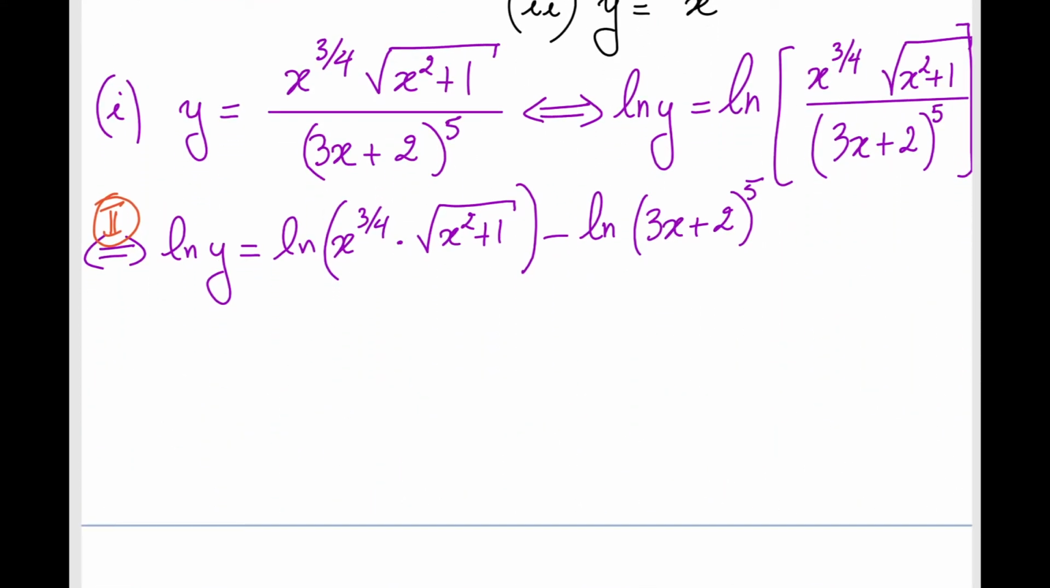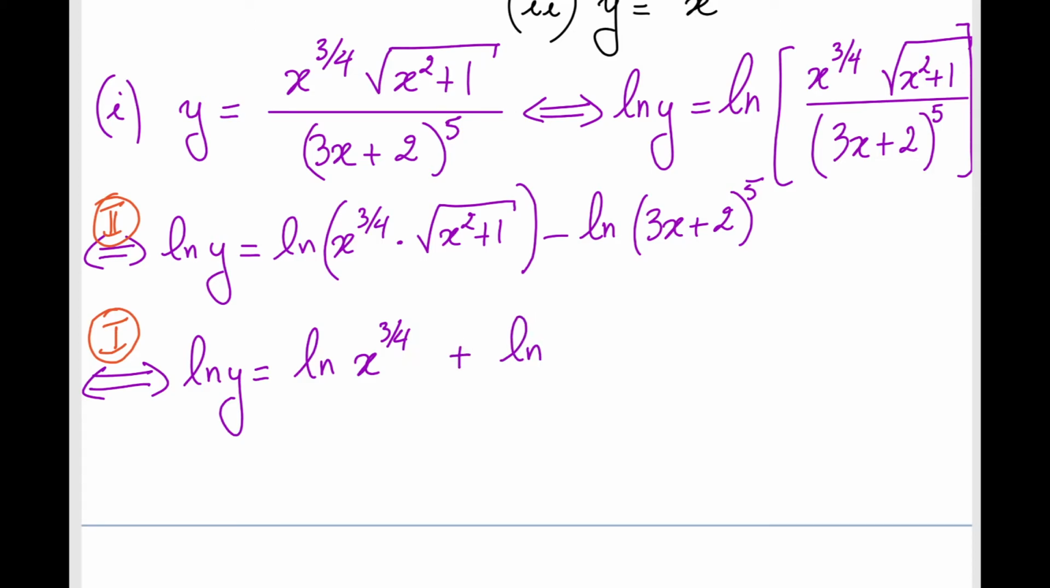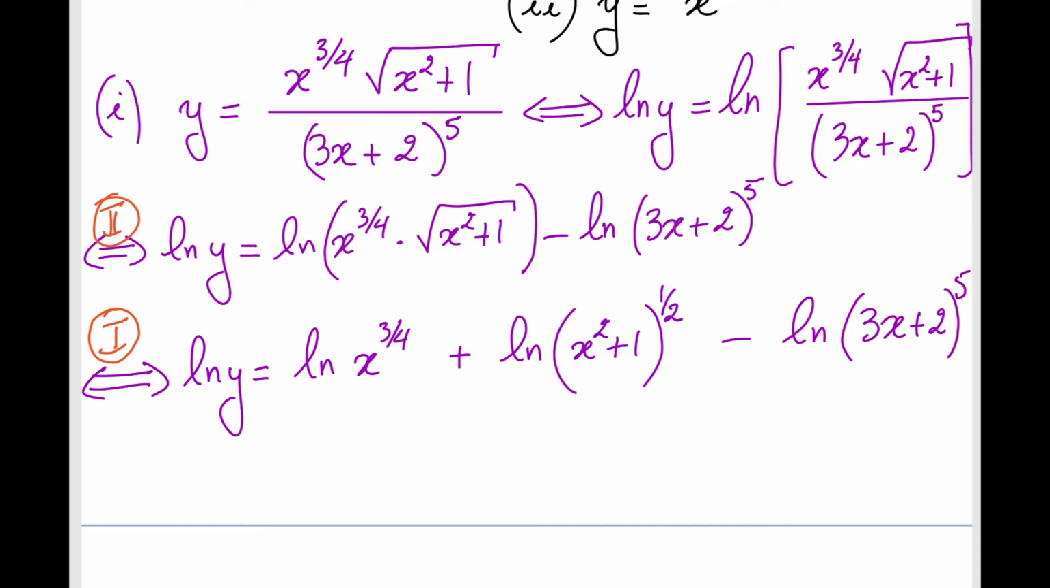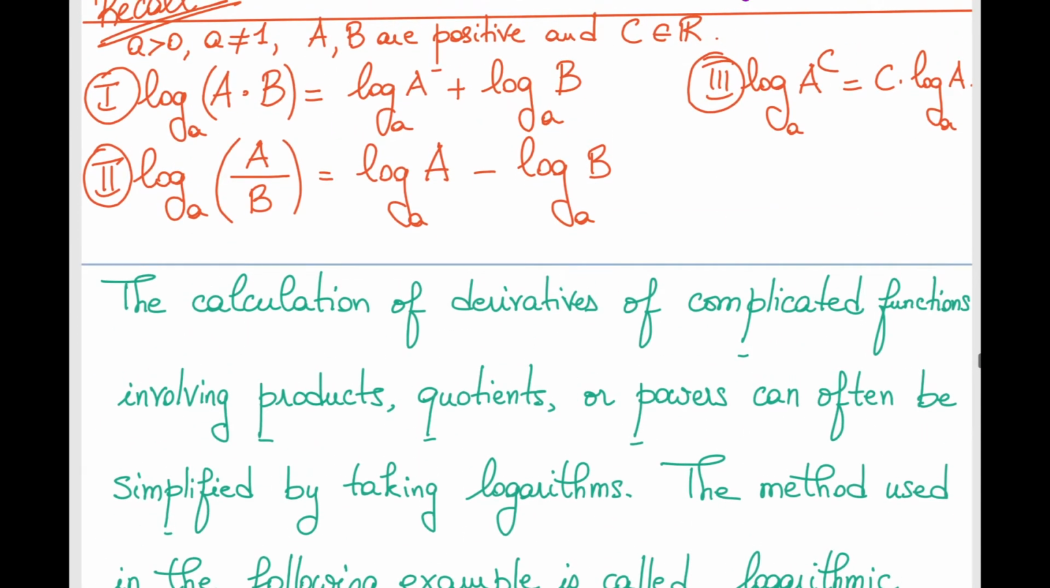So by property 1 now, I can write ln of y equals ln of x to the power 3 over 4 plus ln of the square root. You agree that square root is power half? So power half, minus ln of 3x plus 2 to the power 5. Okay? Alright, next I'm gonna appeal to property 3.